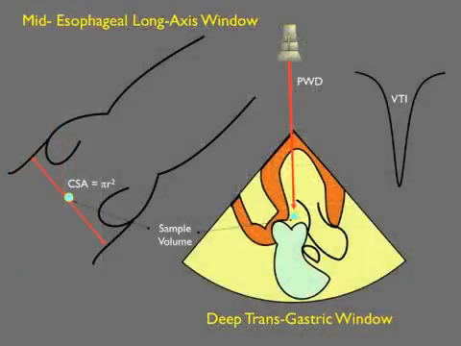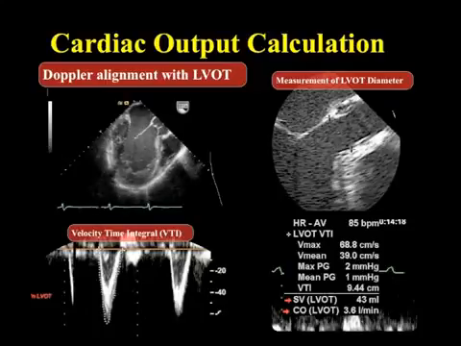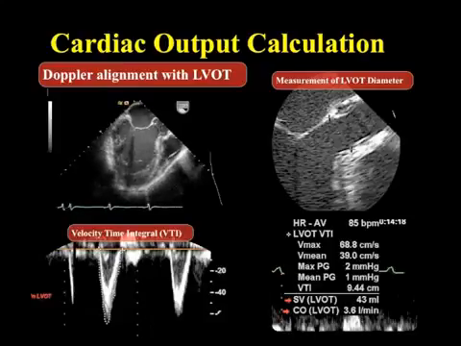The pulse wave Doppler beam can then be applied, positioning the cursor in the LVOT within 1 centimeter of the valve, as close as possible to the same place the LVOT diameter was measured in the mid-esophagus. Once the Doppler envelope is obtained through the LVOT, a velocity time integral can be traced. A heart rate can also be measured.